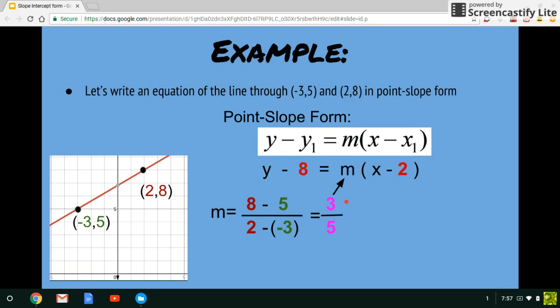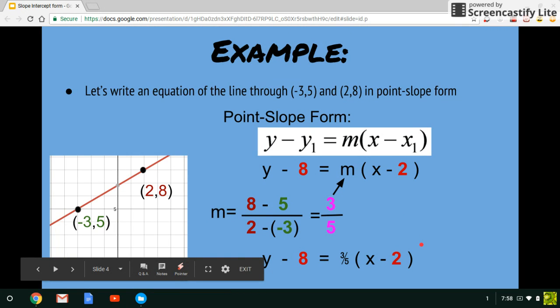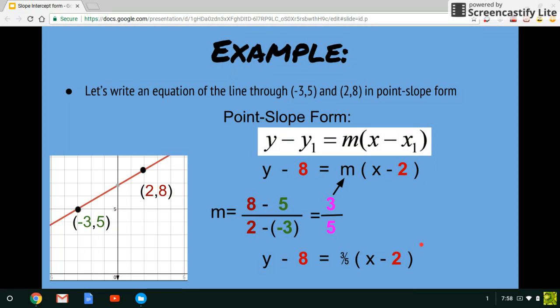So we just have to take this and plug it in for m. When we do that, we get y minus 8 equals 3/5 times x minus 2. And we're all done. That is point-slope form. It's perfectly fine to leave it in this form, y minus 8 equals 3/5 times x minus 2. That is the equation of the line. But sometimes we'll want to switch this into slope-intercept form because slope-intercept form is easier to graph from.